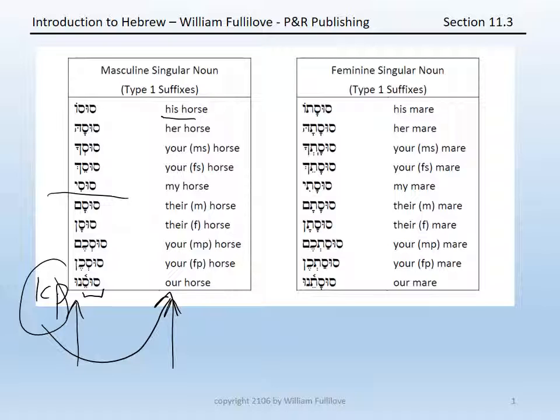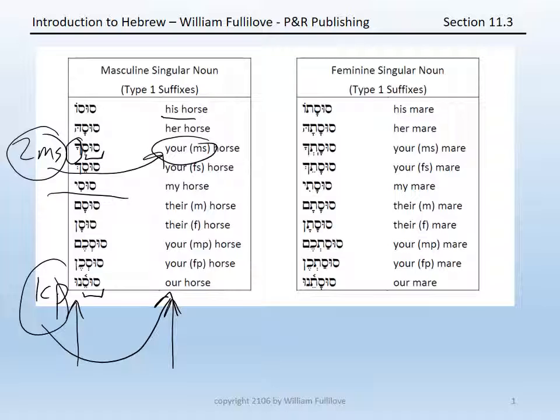Likewise, susḵā: ḵā is the second masculine singular suffix on the construct singular form sus. Because it's second masculine singular in the suffix, we say "your masculine singular horse," etc. In the feminine, again, you take type 1 suffixes. They are attached to the construct form of the noun.